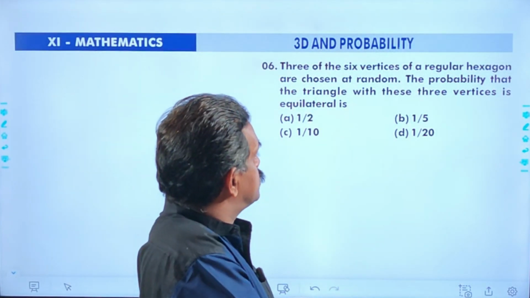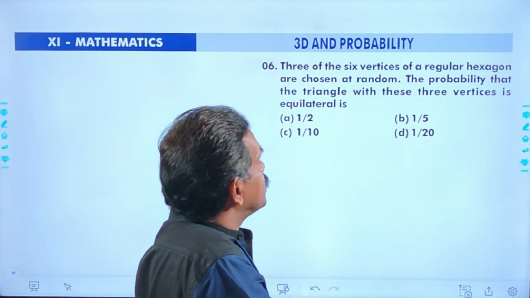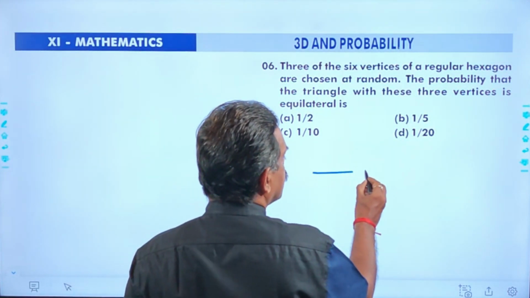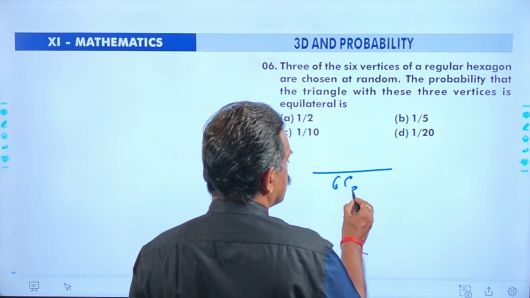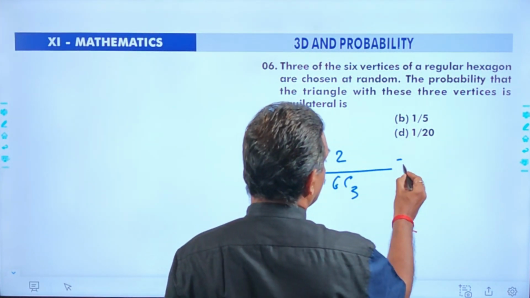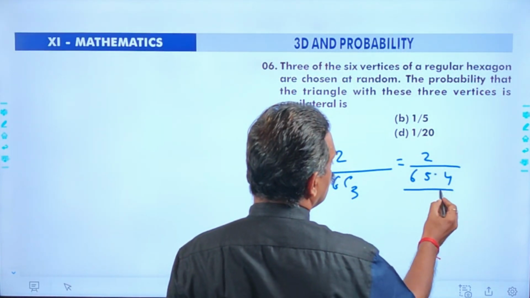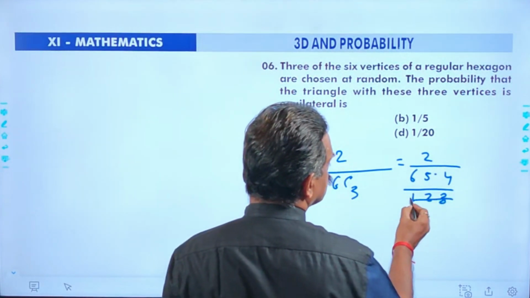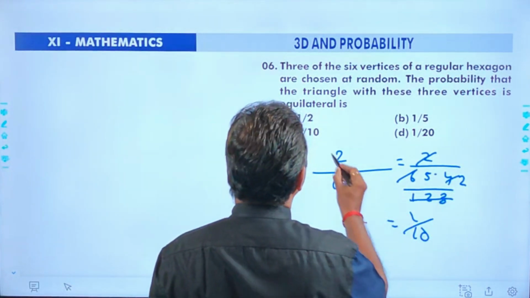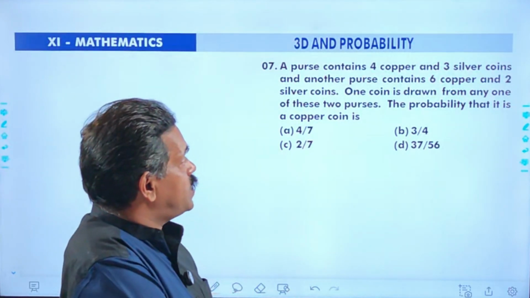3 of the 6 vertices of a regular hexagon are to be chosen. Prove that they are equilateral. How many ways can 3 vertices be taken from 6 vertices? It will be 6C3. We know that 2 equilateral triangles can be formed. So 2 by 6C3. 6C3 is 6 into 5 into 4 by 1 into 2 into 3. So this gets cancelled, here also gets cancelled, which is going to be equal to 1 by 10, which is given by choice C.